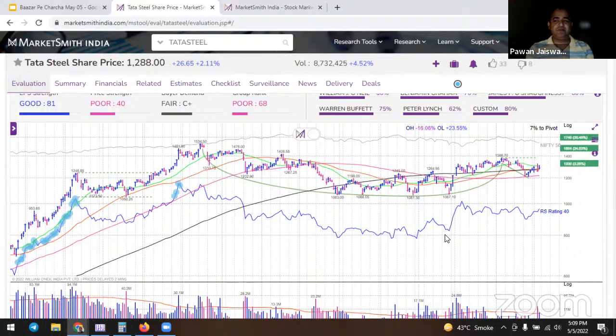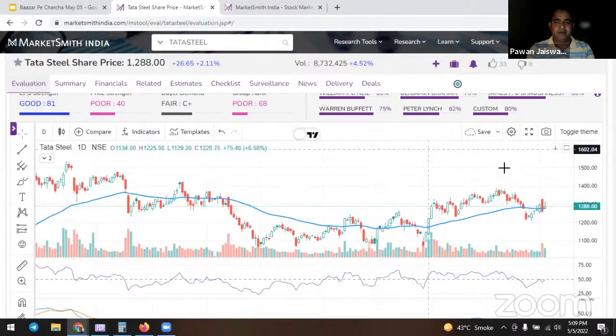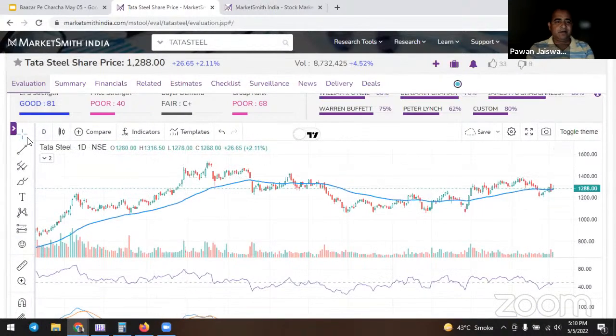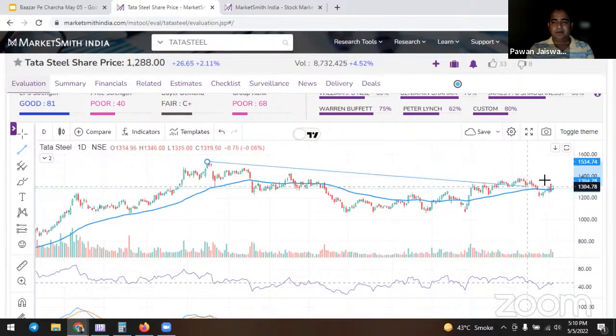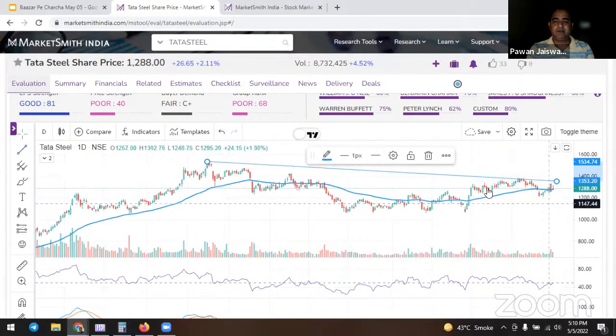If someone is interested to buy in this particular stock, then one can draw a trend line. Let me draw a trend line for you in Tata Steel. One can draw a trend line here. Once this stock moves above this trend line, that is around 1360 or 1370, one can buy with a tighter stop loss of 1240. So if someone is able to manage risk, one can take a position in this particular stock.